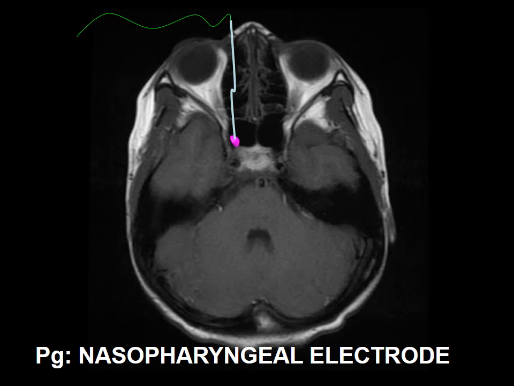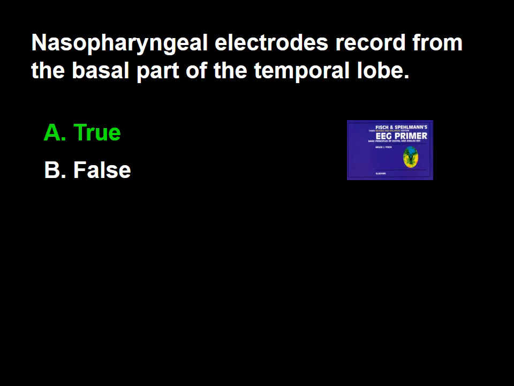The nasopharyngeal electrode records from the basal region of the temporal lobe. So the answer to this question is A.